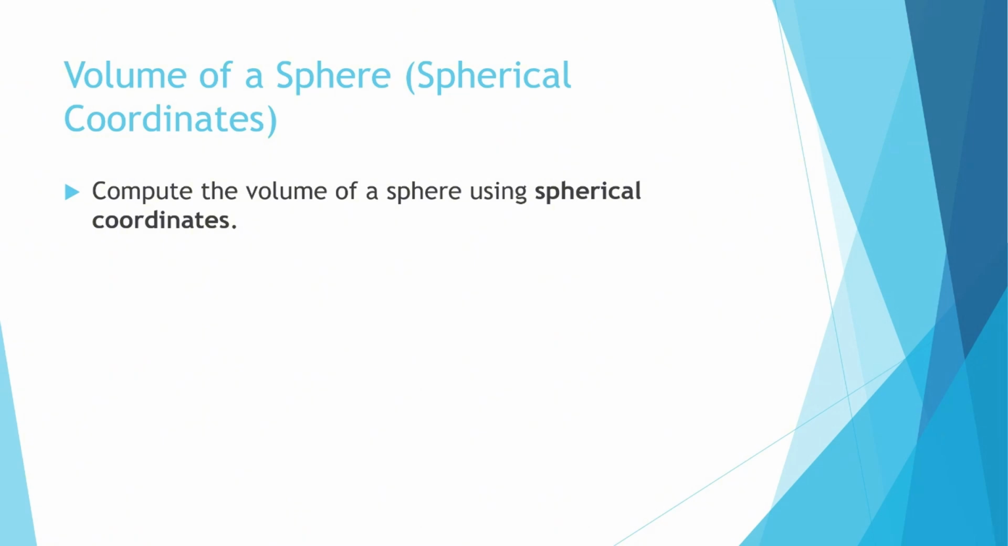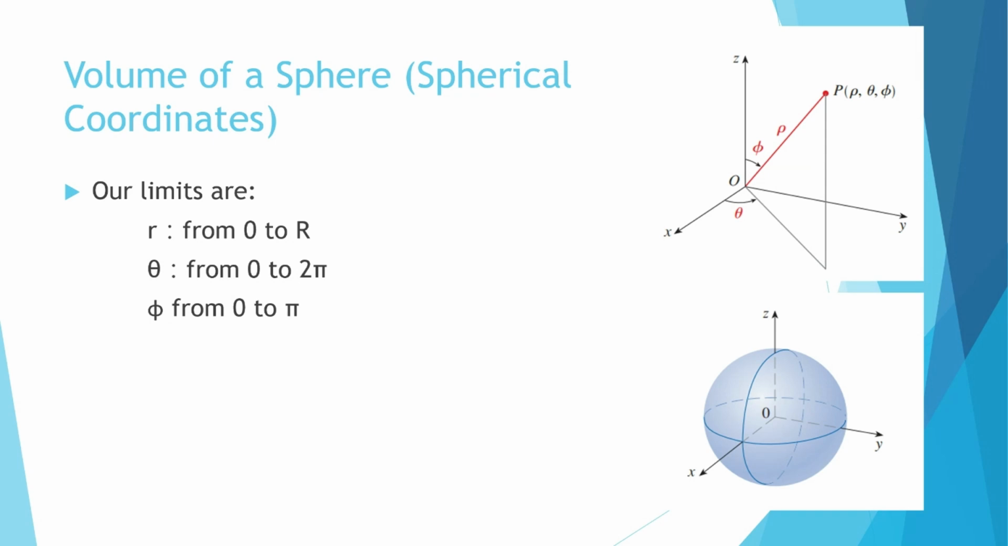Next, find the volume of a sphere with radius capital R using spherical coordinates. In spherical coordinates, we use r, distance from center, theta, azimuthal angle, and phi, polar angle. The volume element is r squared sine phi times dr, d theta, d phi. So the limits are r goes from 0 to capital R, theta goes from 0 to 2 pi, phi goes from 0 to pi.